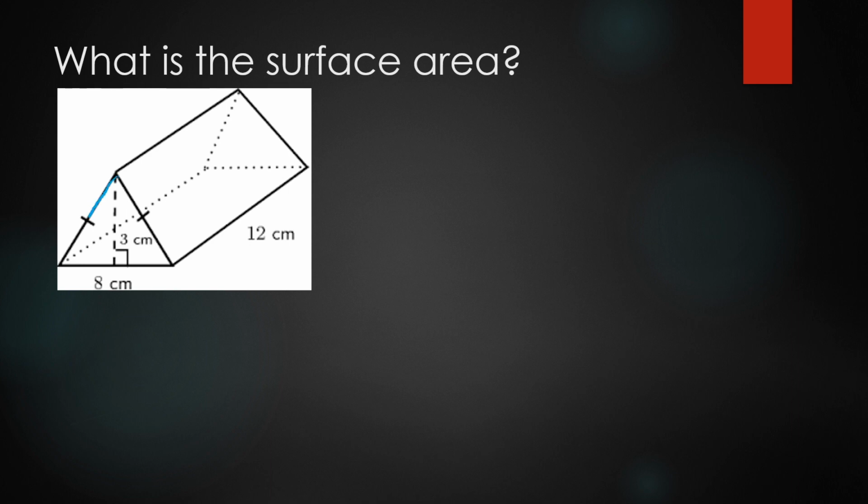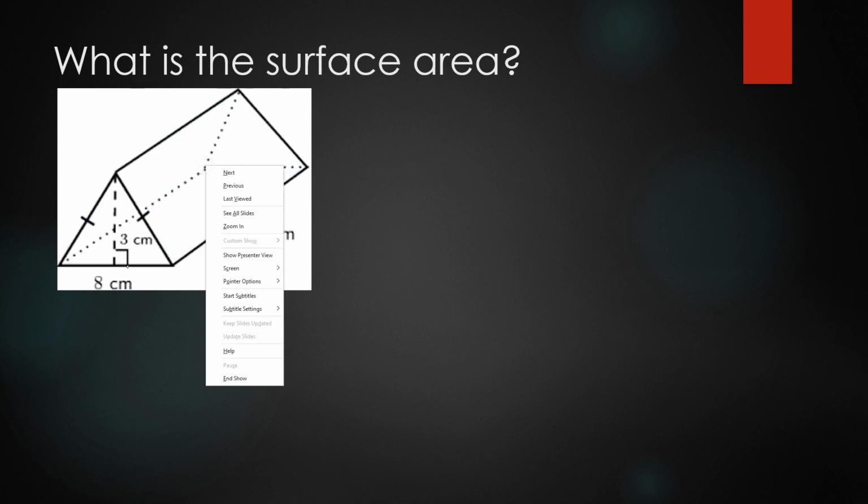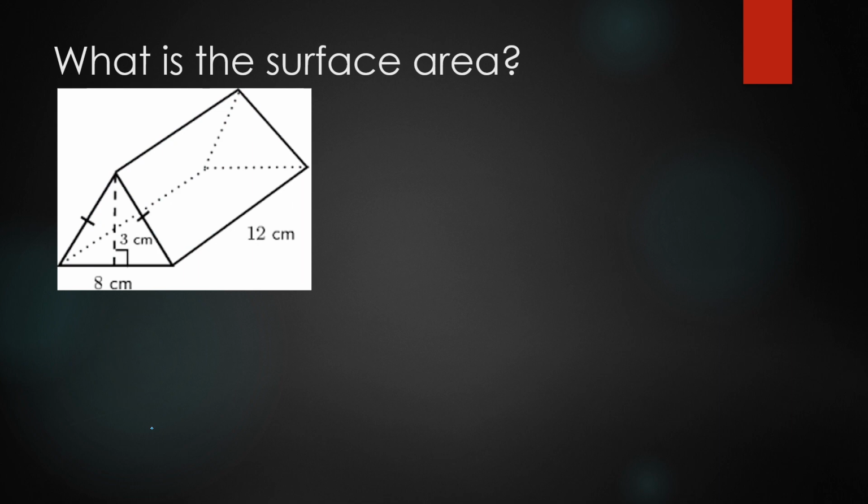Well, I see I have a triangle here, so that's 1. I have a triangle back here, that's 2. I have this back rectangle. Do you guys see this back rectangle? That's 3. And then I have my base, which is going to be 4. And then I have this front surface here, which is this big one up here, and that's 5. So I have 5 different surfaces.